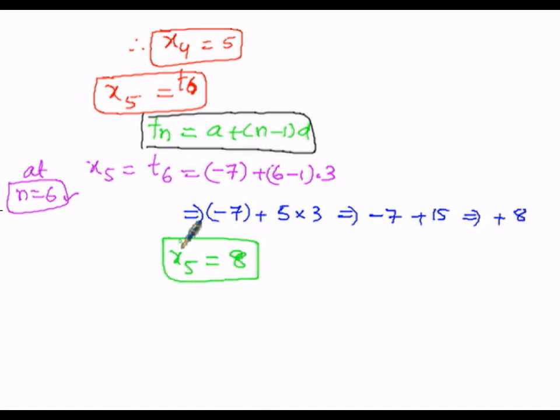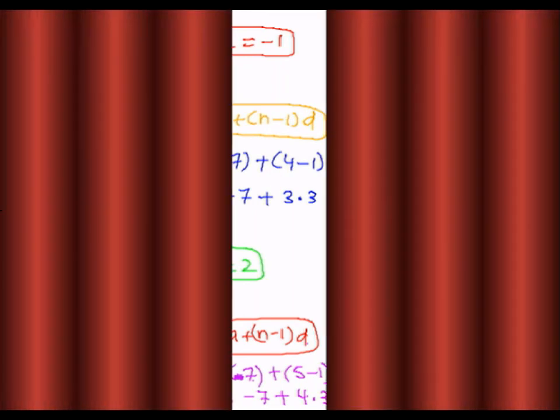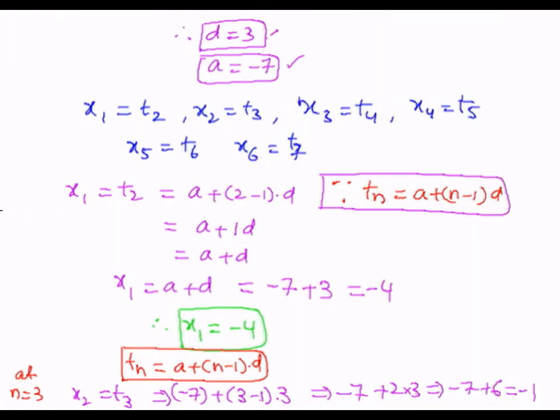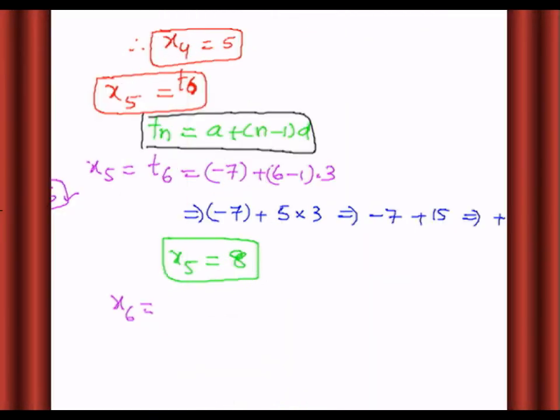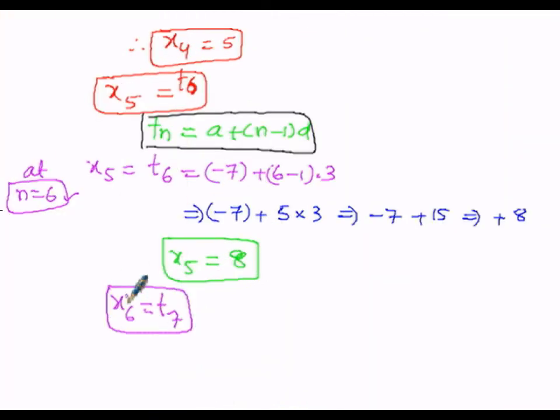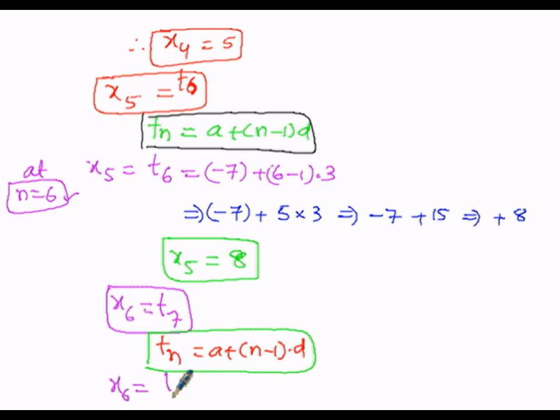Now we have to find the last arithmetic mean, that is x6. The sixth arithmetic mean is nothing but the seventh term, so x6 is equal to the seventh term. We have to find the seventh term in order to get x6. We know the general term Tn is equal to a plus (n minus 1) into d. Now in order to get x6, we have to find the seventh term. When n is replaced by 7, at n equals 7, we can get x6. That equals the a value, which is minus 7. Within the bracket let us write minus 7 plus n, where n is 7.